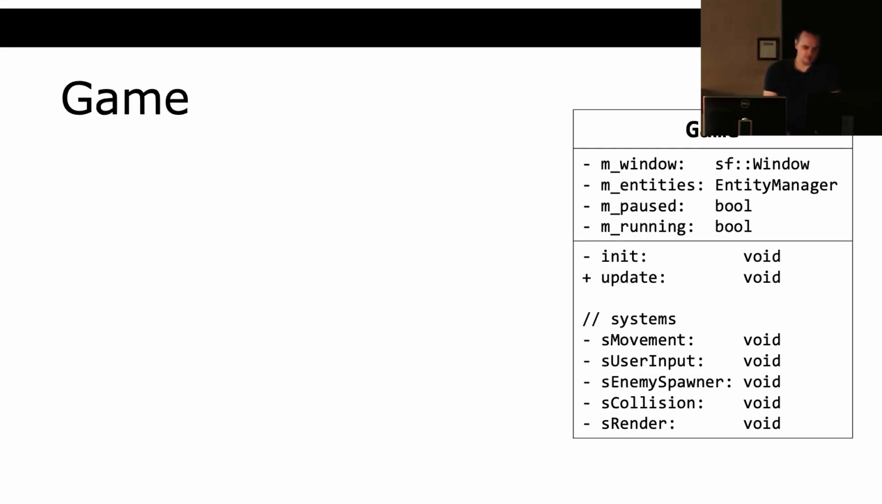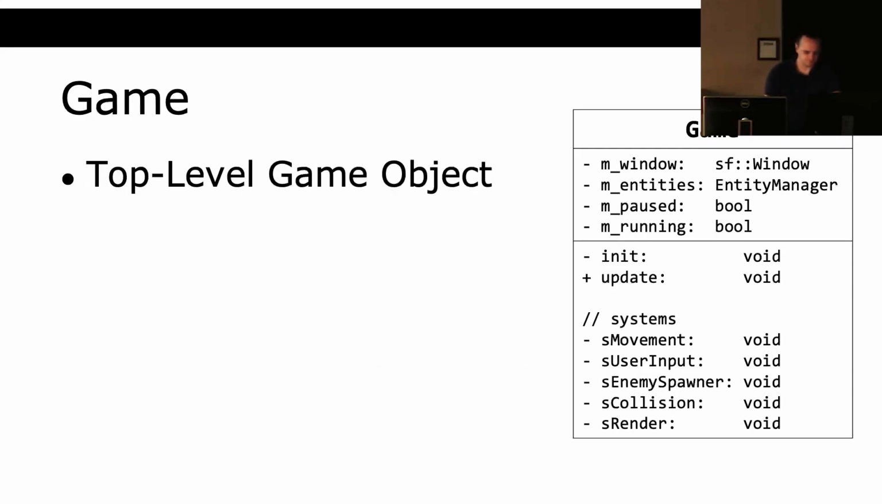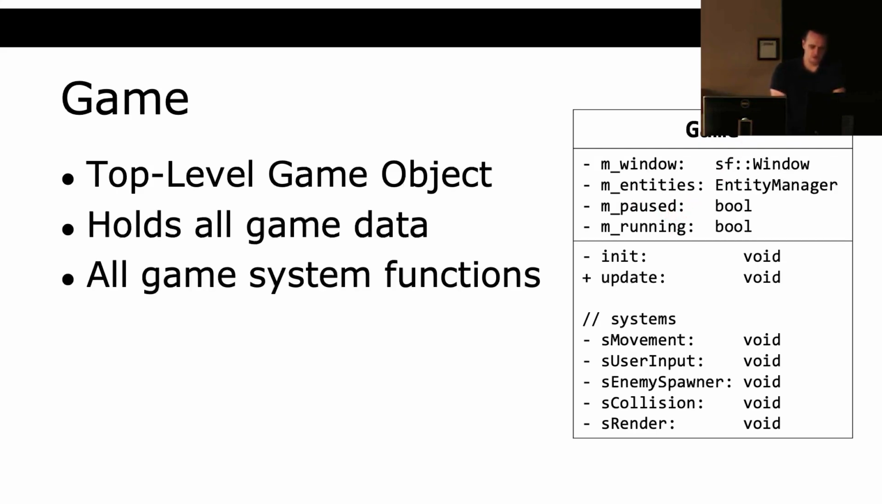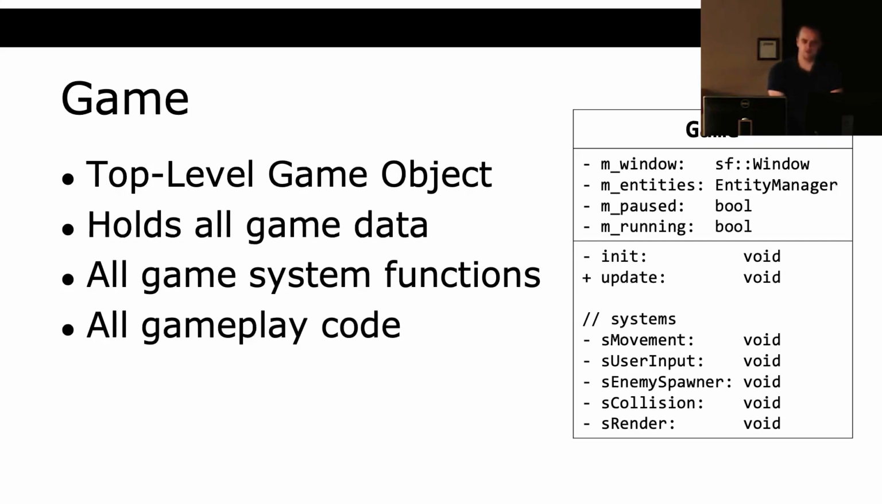And then we had this game, this top level object. And what this did was it held all the game data, right? So over here we can see it has the window, it has the entity manager, it has whether or not we're running the game, stuff like that. So this held all the game systems as well. So down here we can have movement system, user input system, enemy spawning, etc. It held all of the gameplay code, and so the game class was really the whole game, right? And we'll see how we're going to get away from that in a bit.